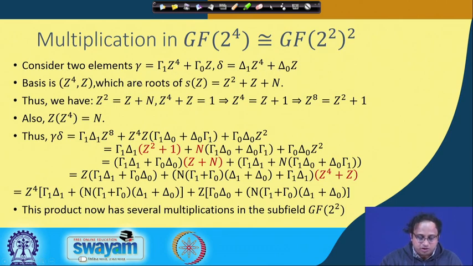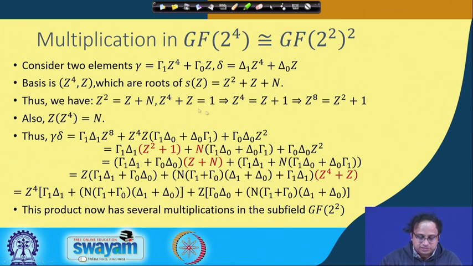If I now multiply them, you should note a few more things. The basis is z^4 comma z, which are the roots of this irreducible polynomial z^2 plus z plus n. Now what is this n? So z^2 is equal to z plus n, and exactly like what we have done for GF(2^4)^2, we can do it for GF((2^2)^2) also.